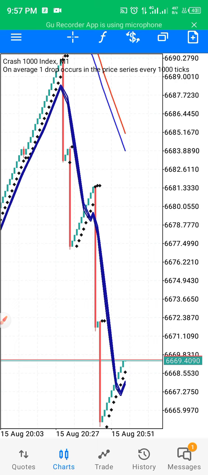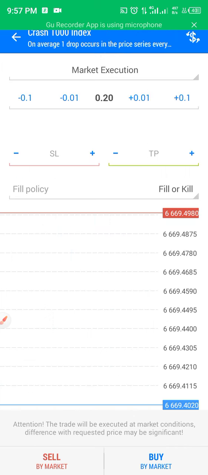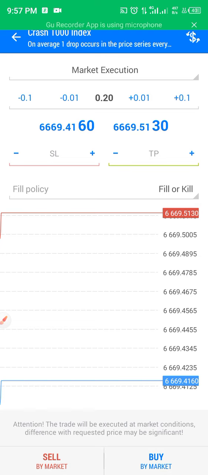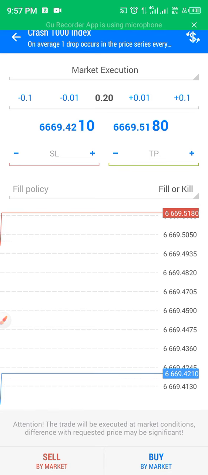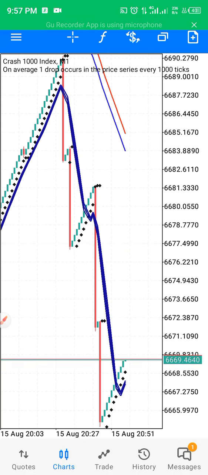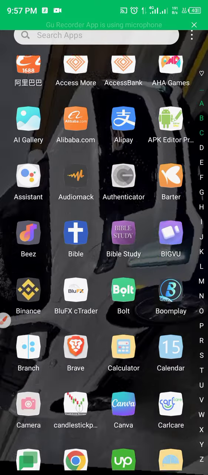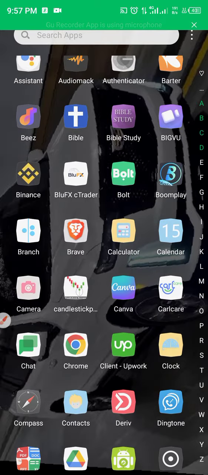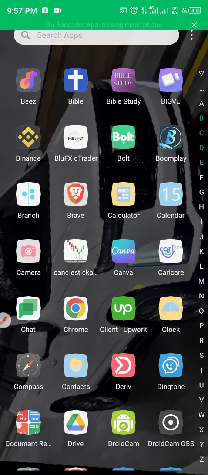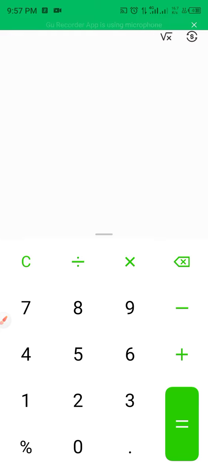So as I was saying about the lot size, if you use 0.2 to enter the market, one candle is going to give you 10 cents. Okay, you are going to have 10 cents per candle. So if you use 1.0, one candle will give you 50 cents. Okay, so let's do the math so you can know what to do.